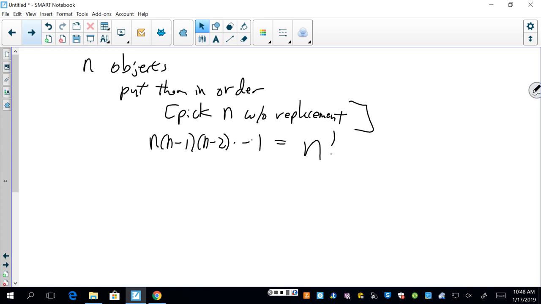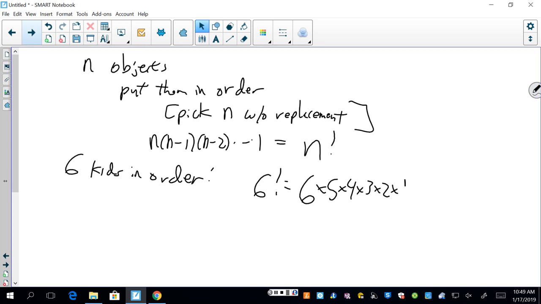That's called n factorial for shorthand. Instead of writing that in a lot of different formulas and situations, mathematically, that's just there. So if you want to put all the 6 kids in order, line them up to walk to the playground, take them all, how many different orders are there? The answer would be 6 factorial: 6 times 5 times 4 times 3 times 2 times 1 ends up being 720 sequences.